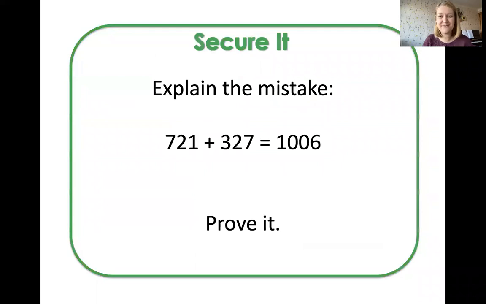Okay, hi guys. I hope you've had a really good time having a go at making your numbers over 1,000. I'm really interested to see what you managed to find out today. Now, on our secure it, I want you to explain a mistake. Can you spot the error that this person has done? Because remember, maths is all about looking for patterns, okay? So this is saying I've got 721. Add to that 327, and the answer is 1,006.